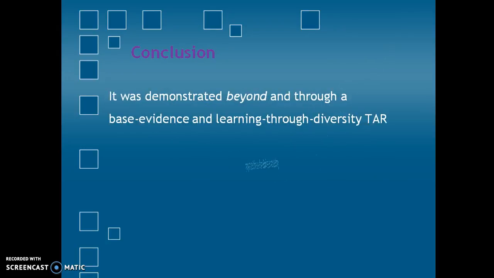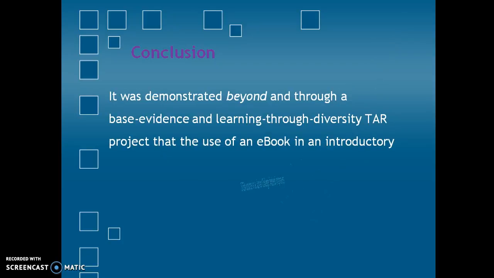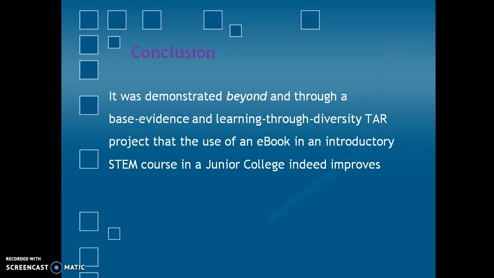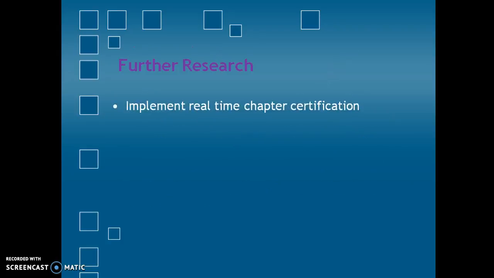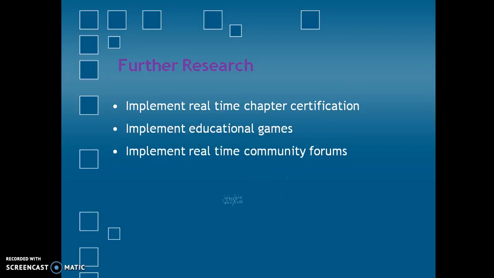So conclusion: it was demonstrated through evidence-based STEM teaching and learning through diversity in the TAR project that the use of an ebook in an introductory STEM course in a junior college indeed improves students' performance in the targeted difficulty area of evaluating Ohm's law. That's our conclusion. Further research: implement real-time chapter certification. That means that the students can take care of some of the chapters that will be covered in the class.